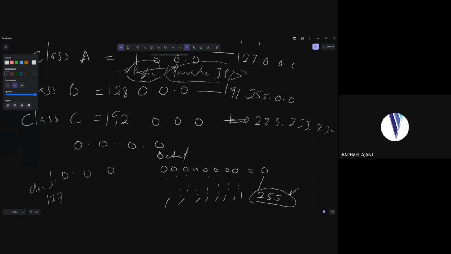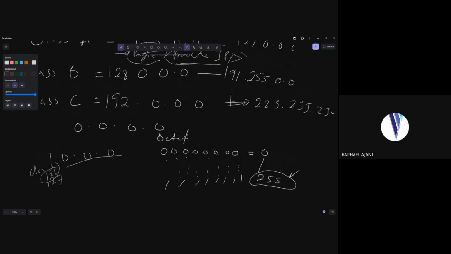It tells you that if you take 127 minus 1, you get 126. It tells you that you have 126 networks, and then every other thing here is host. Okay. Are you getting it?